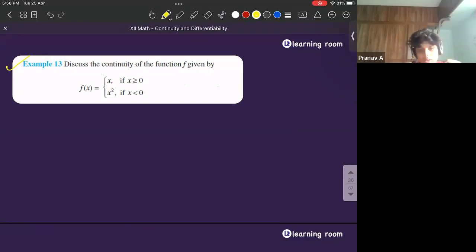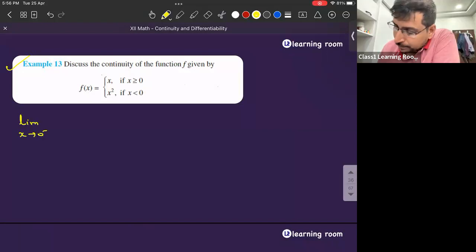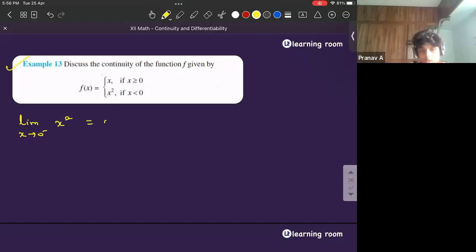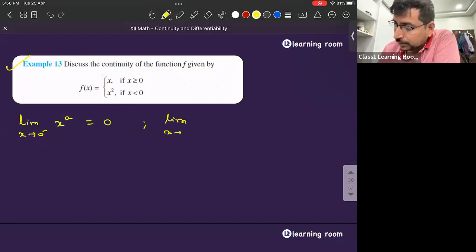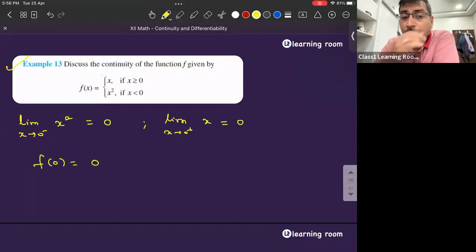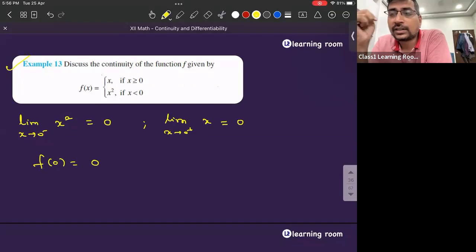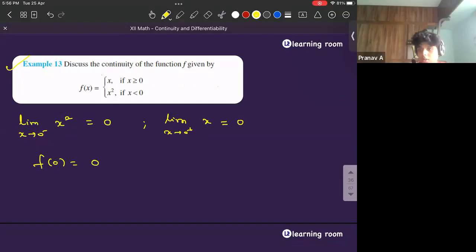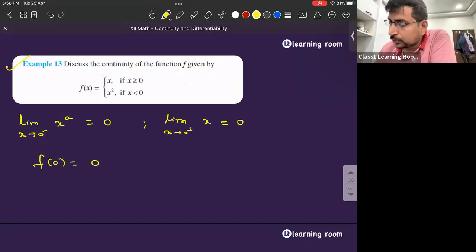So limit x tends to 0 minus will be x square, which is equal to 0. That's right. So limit x tends to 0 plus will be x, which is equal to 0. That is also 0. Then f of 0 is also 0. What about f of 0? Where did you substitute the 0, in x or x square? x, because that is where you have the equal to. So all the three are equal, hence it's continuous.